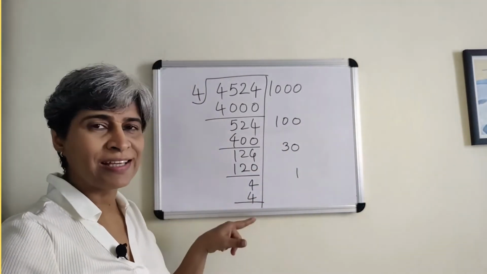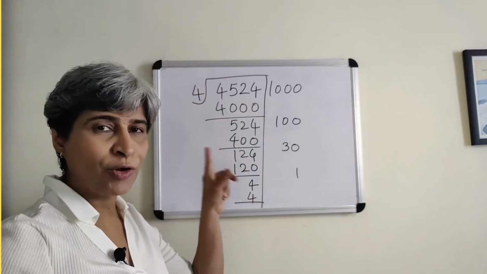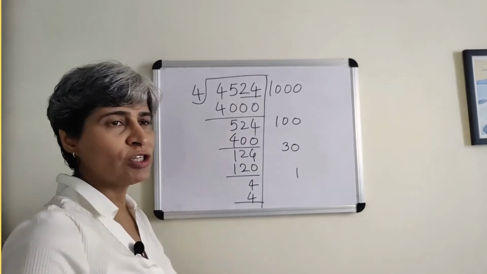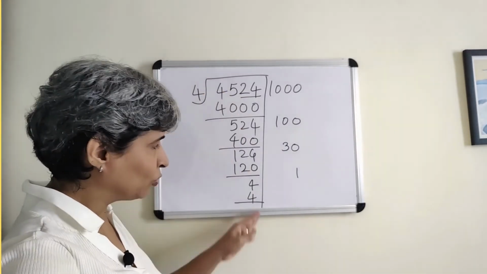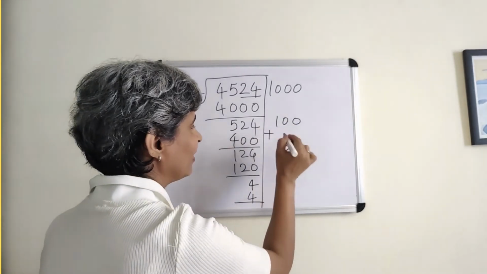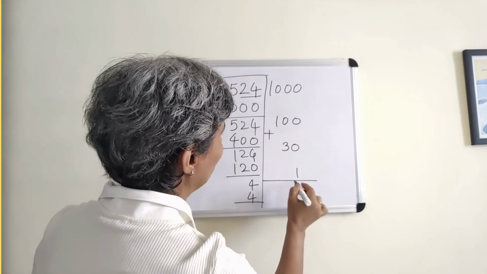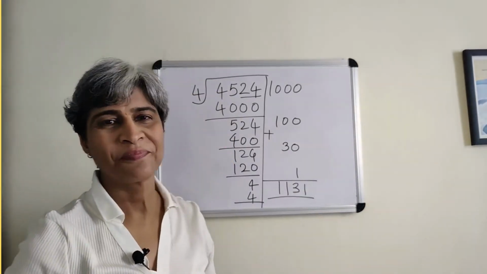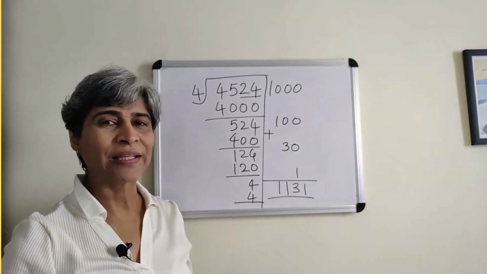By the way, before I started this, I knew I would not have a remainder. How? Divisibility by 4. The last 2 digits are divisible by 4. So I knew that it will go completely into this number. Okay, and now what is my answer? I add these. This is 1, this is 3, this is 1, this is 1. An alternate method of doing things.